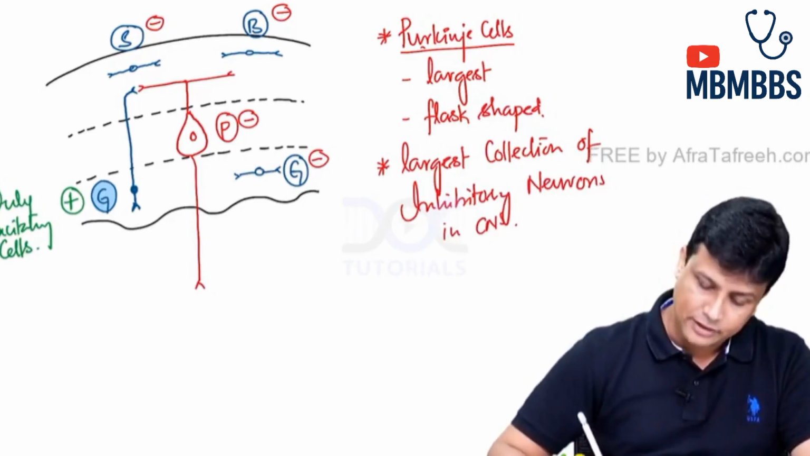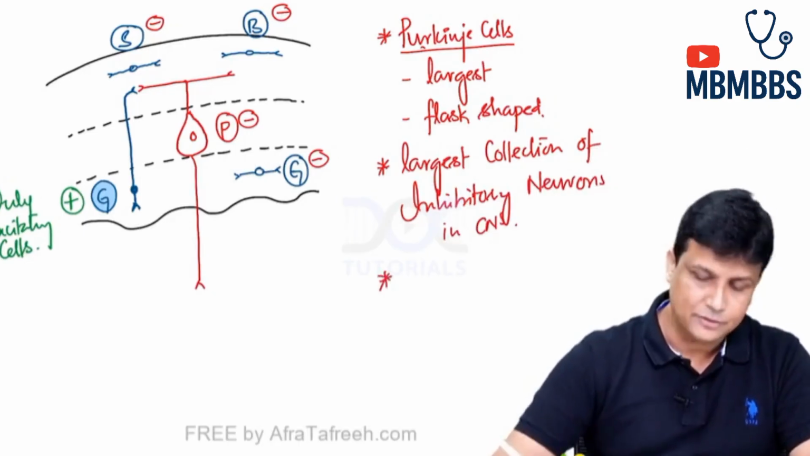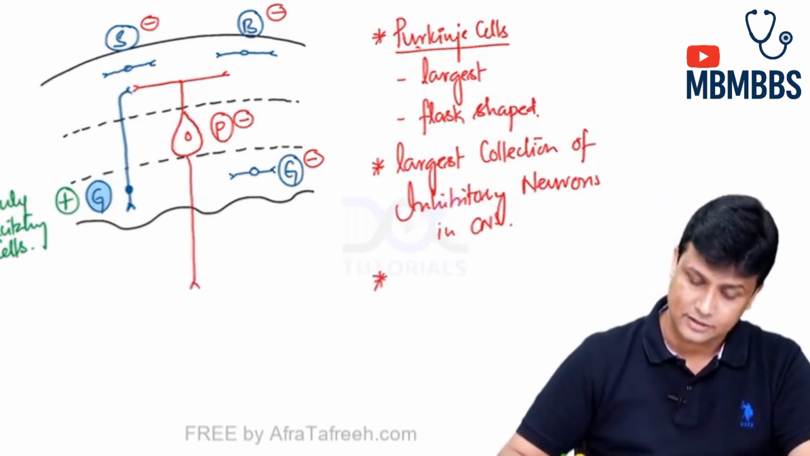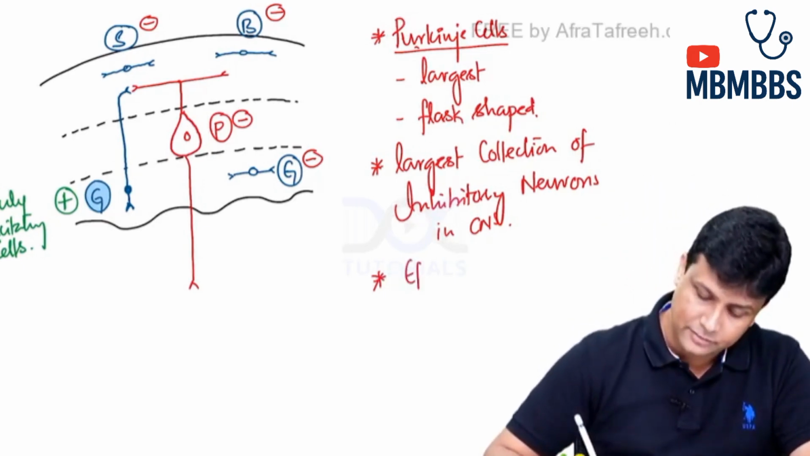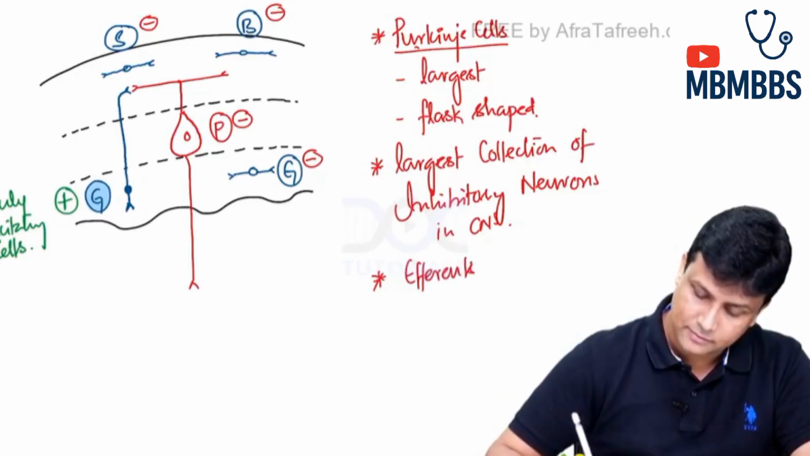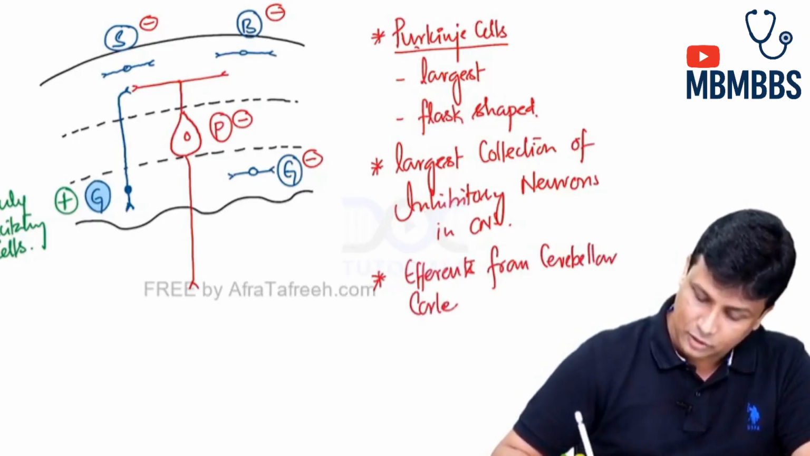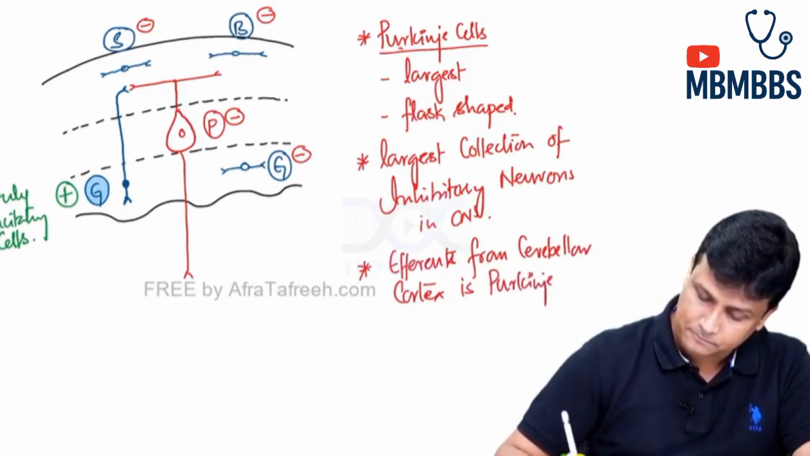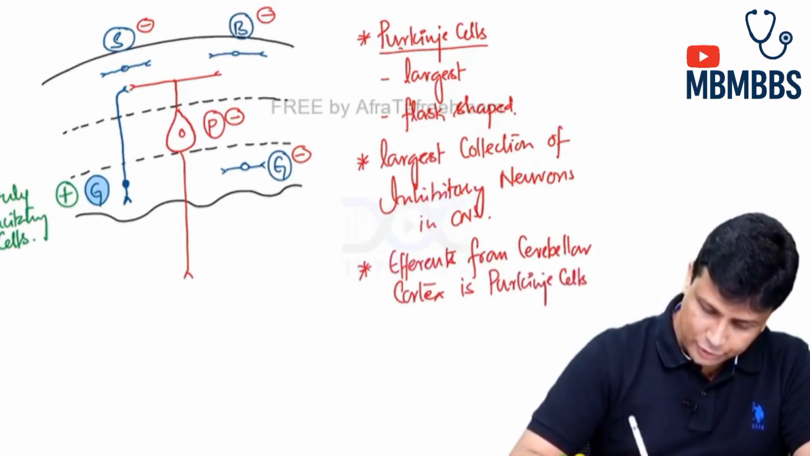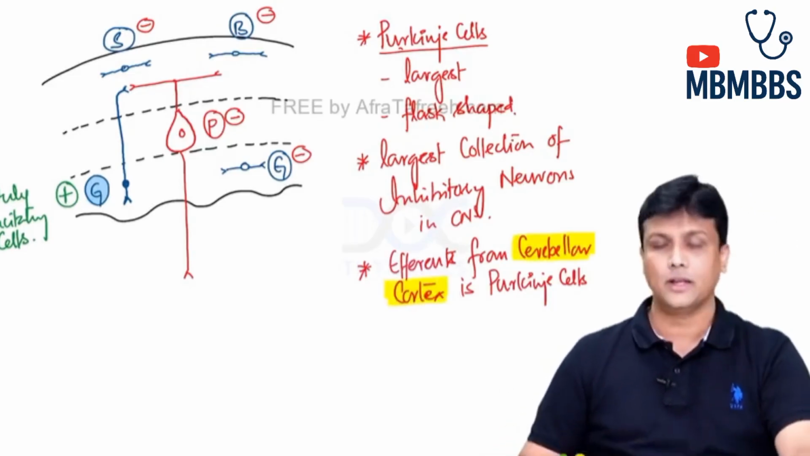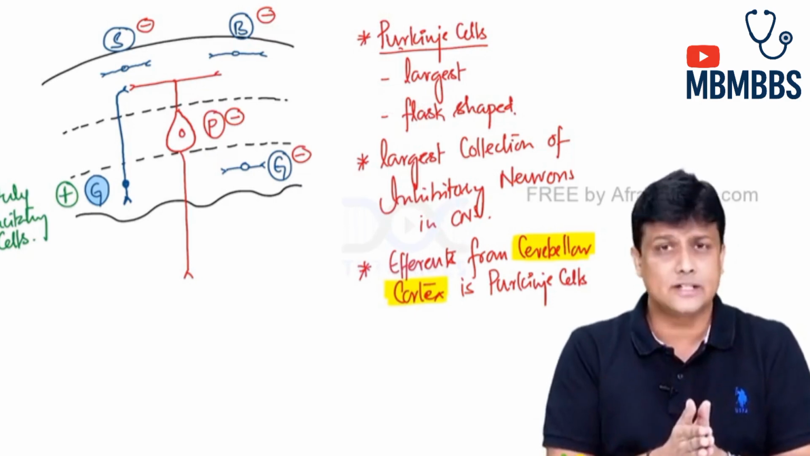Next point here, the important one. Out of all these 5 different types of cells, which are the cells which are acting like efferents? Which are the cells which are acting like efferents? So remember, the efferent from the cerebellar cortex, which is going to take the information out, is the Purkinje cells. Now, I want you to please concentrate on the words cerebellar cortex here. That's important. The efferent from the cerebellar cortex is the Purkinje cell.